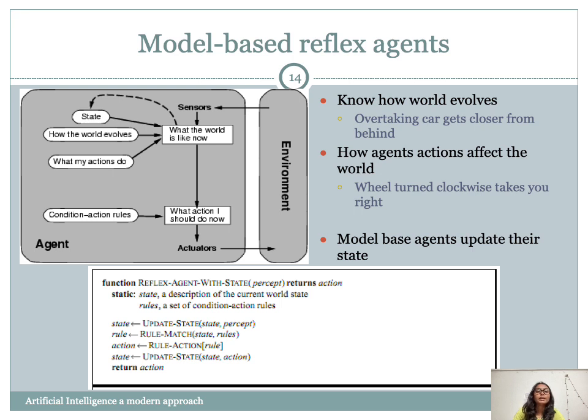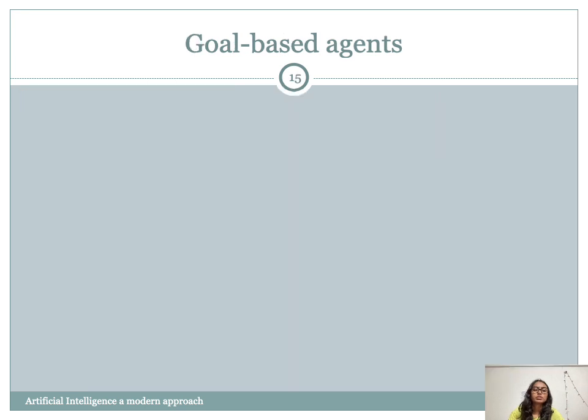So now model-based reflex agents. Here is a pictorial representation. For a model-based reflex agent, we should know how the world evolves, for example, an overtaking car gets closer from behind. And how the agent's actions affect the world, for example, wheels turned clockwise takes you right. Model-based agents update their state. And here is a function for model-based reflex agents.